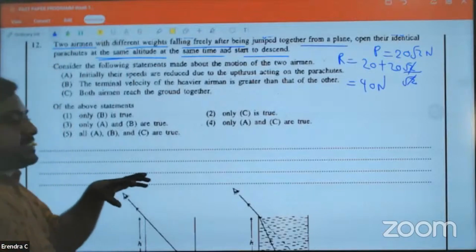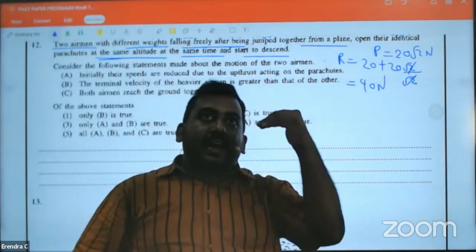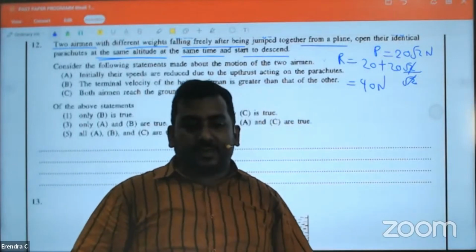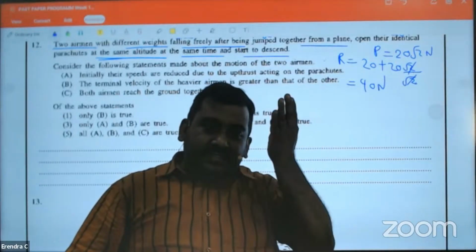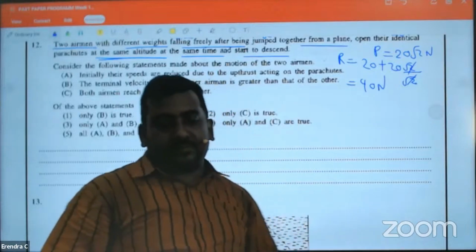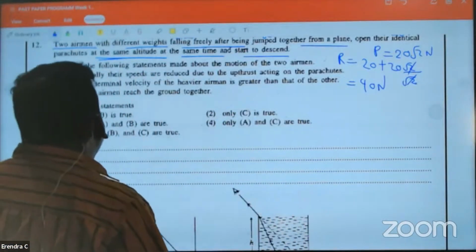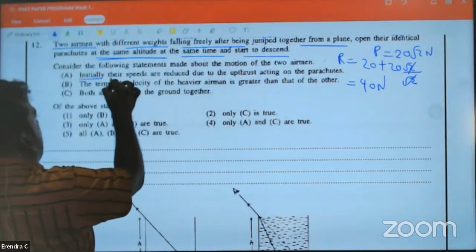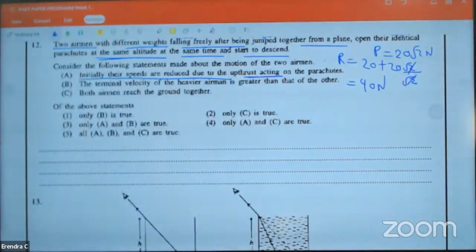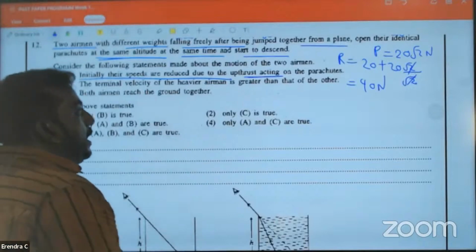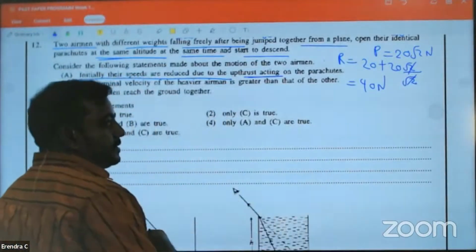Whenever a question like this is met, remember, air resistance you must also think about. When he is falling down, air resistance is acting in the upward direction. Now look at this carefully. Initially, their speeds are reduced due to upthrust acting on the parachutes. Can this happen? Both the parachutes are identical.